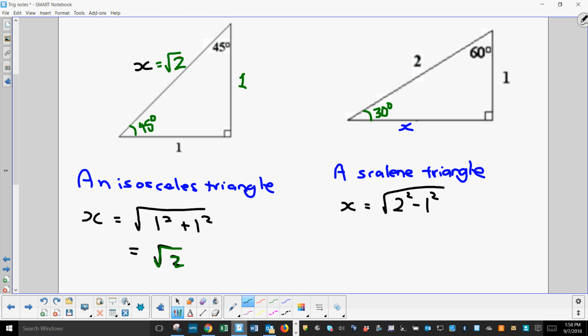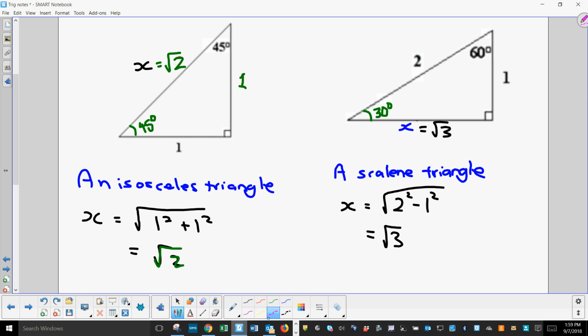So if you went straight to solving for x, you could go x squared equals 2 squared minus 1 squared by rearranging Pythagoras. If you go straight into it, we do this. Great. So therefore it equals the square root of 3, yep. That's the other side. So x in this case equals square root of 3.